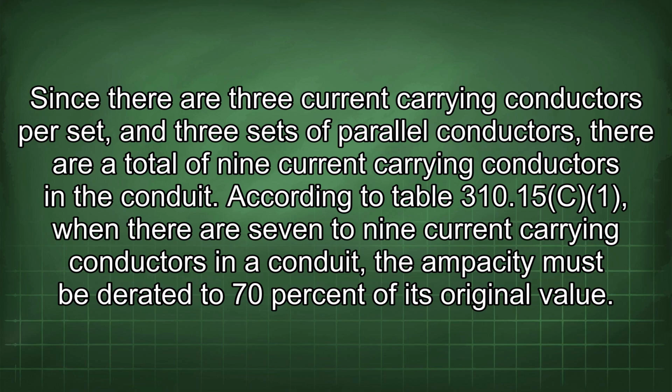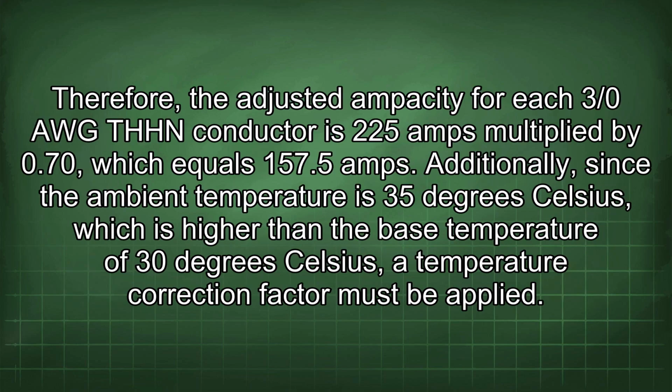According to Table 310.15 current, when there are 7 to 9 current-carrying conductors in a conduit, the ampacity must be derated to 70% of its original value. Therefore, the adjusted ampacity for each 3/0 AWG THHN conductor is 225 amps multiplied by 0.70, which equals 157.5 amps.